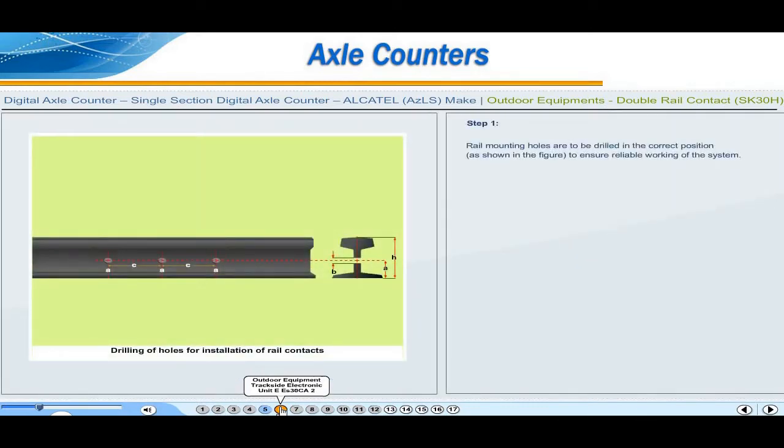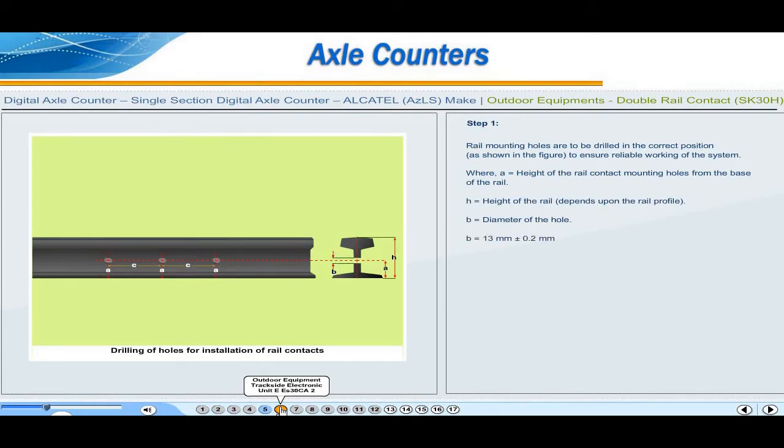Step 1. Rail mounting holes are to be drilled in the correct position as shown in the figure to ensure reliable working of the system. Where A is equal to height of the rail contact mounting holes from the base of the rail. H is equal to height of the rail, which depends upon the rail profile. B is equal to the diameter of the hole. B is equal to 13 millimeters plus or minus 0.2 millimeters. C is equal to inter-separation distance between the holes. C is equal to 148 millimeters plus or minus 0.2 millimeters.